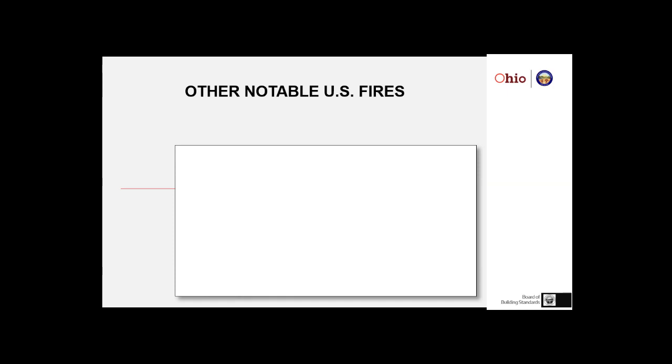Let's look at some other notable U.S. fires that have occurred over the years, starting back in the early 1900s. Let's start with the Iroquois Theater Fire. This occurred in Chicago back in 1903. 602 people lost their lives. This was a theater, brand new.